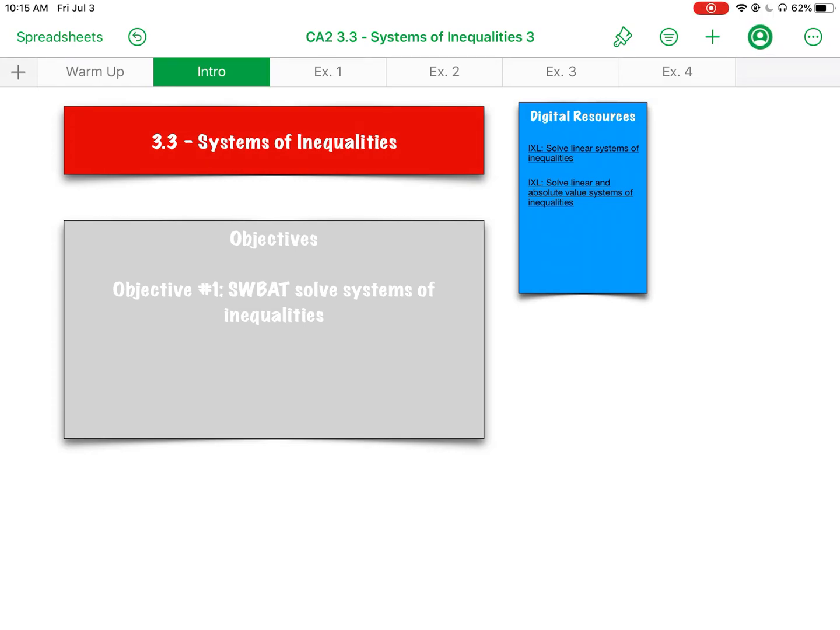In this video, we're turning our attention to solving systems of inequalities. I'm going to go through 4 examples that involve linear and absolute value inequalities within the systems, okay?